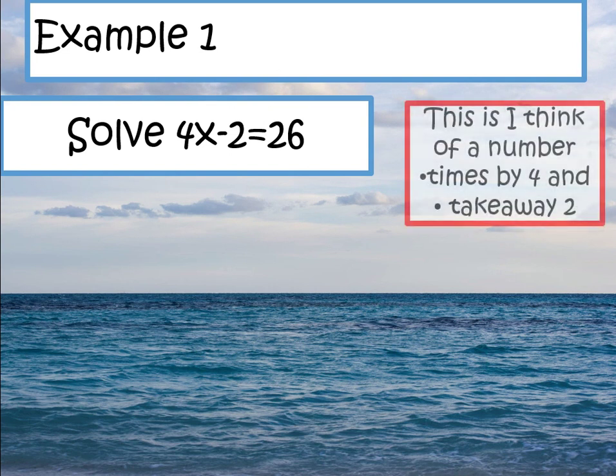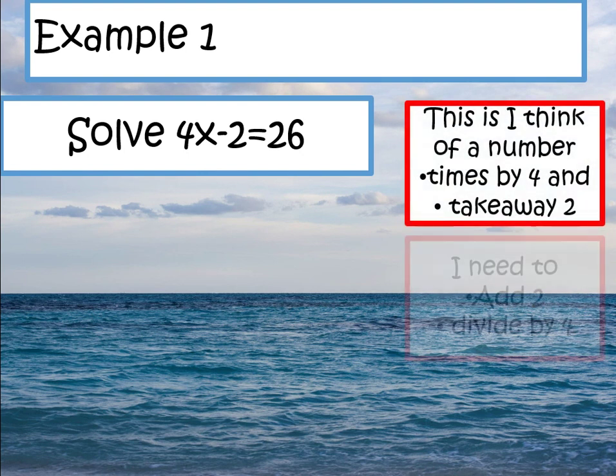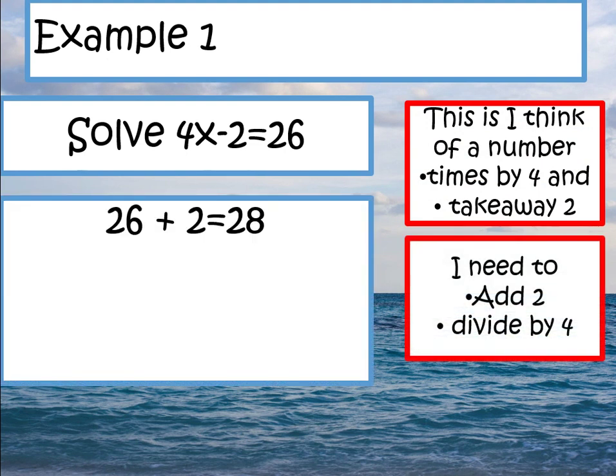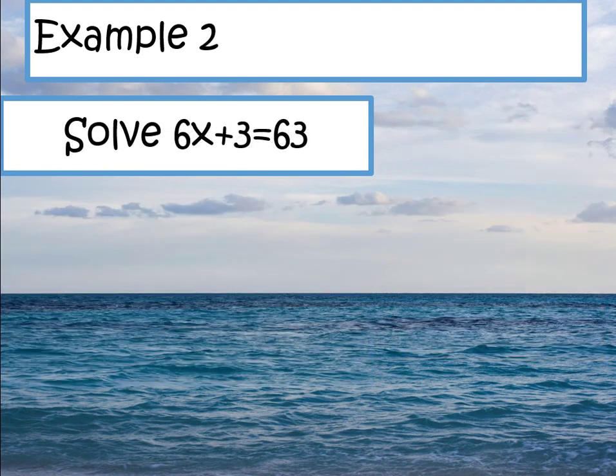I think of a number, times it by 4, and take away 12. So why don't you do it the other way around? I need to add 12 and then divide by 4. So I do 26 plus 12, do the inverse. That gives me 38. Then 38 divided by 4. And you can double check this. Put it back into the equation. Just a quick recap. Pause the video and have a go at this one, please.